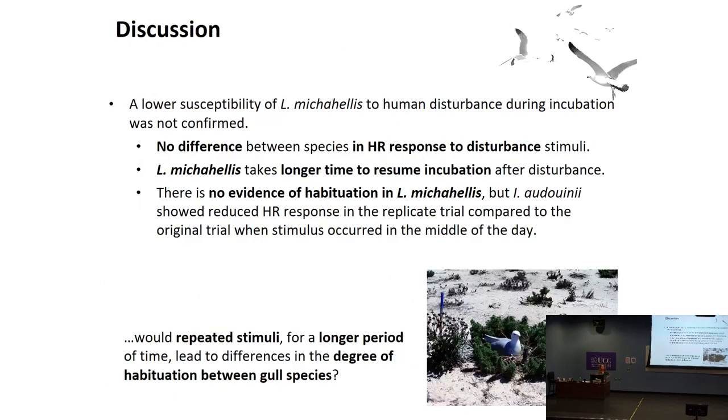So, to discuss, we did not find a lower susceptibility of Larus michahellis to human disturbance because there were no differences between species in the heart rate response to our stimulus. And Larus michahellis even took longer to resume incubation after disturbance. There is no evidence of habituation to our stimulus, although the Audouin's gull didn't show a response in the replicate sampling, but maybe with the repetition of these transects, we could see a habituation. We don't know.